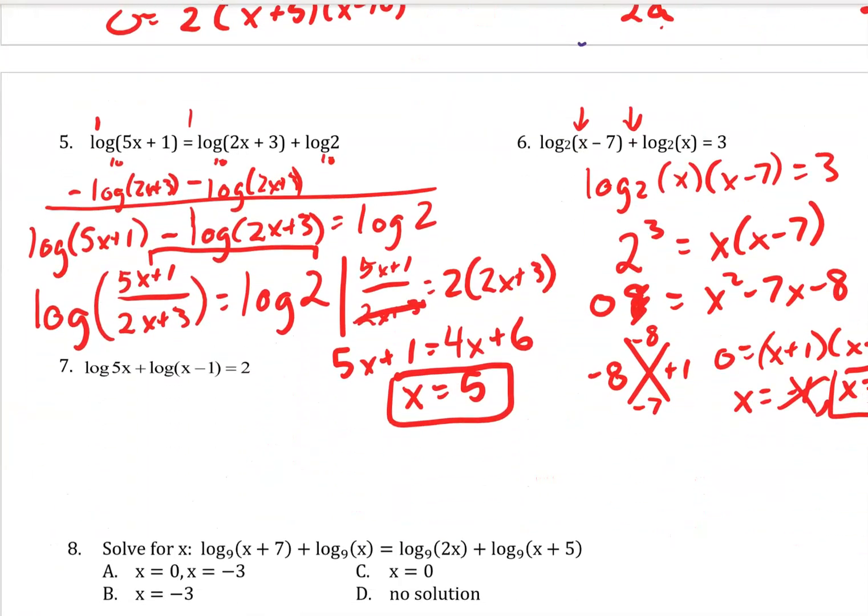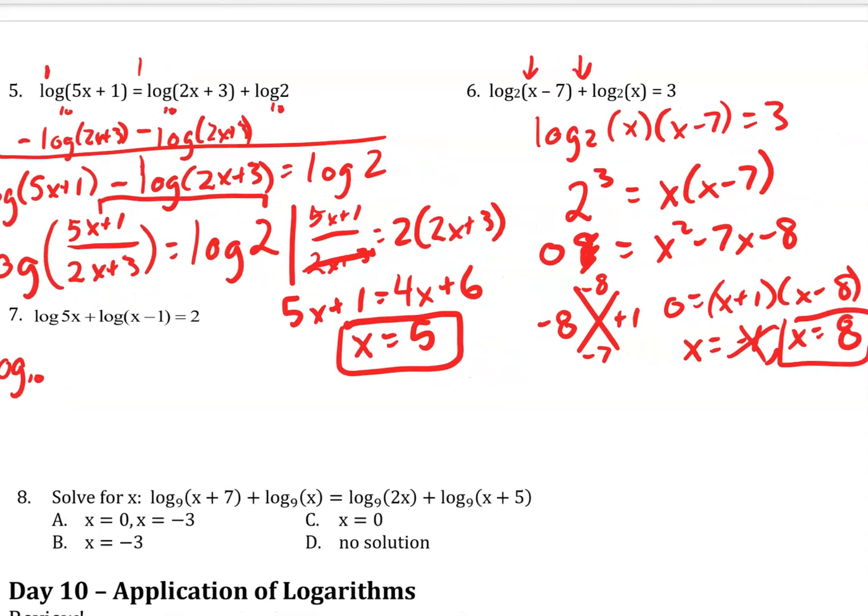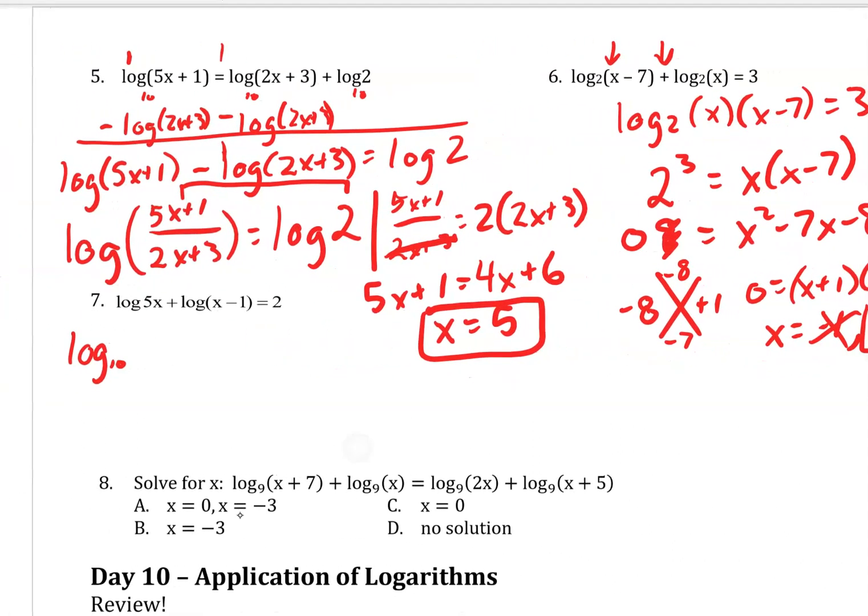Problem number 7. Log of 5x plus log of x minus 1 equals 2. Same process. Log, by the way, this is base 10, of 5x times x minus 1 equals 2, which means 100, 10 to the second power, equals 5x squared minus 5x. Subtract 100 from each side.